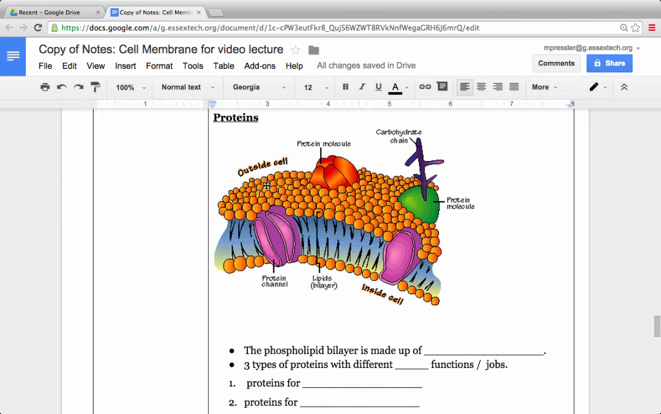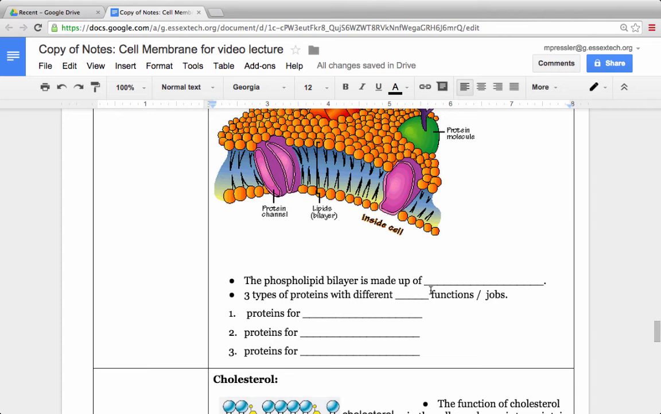So take a look here. This is the outside of the cell, so this is the inside down here. We see our water-loving heads. Our tails are on the inside here. They hate water. They're water-fearing. They're hydrophobic. And then we see these other molecules here. These are proteins, okay? Protein molecules here.